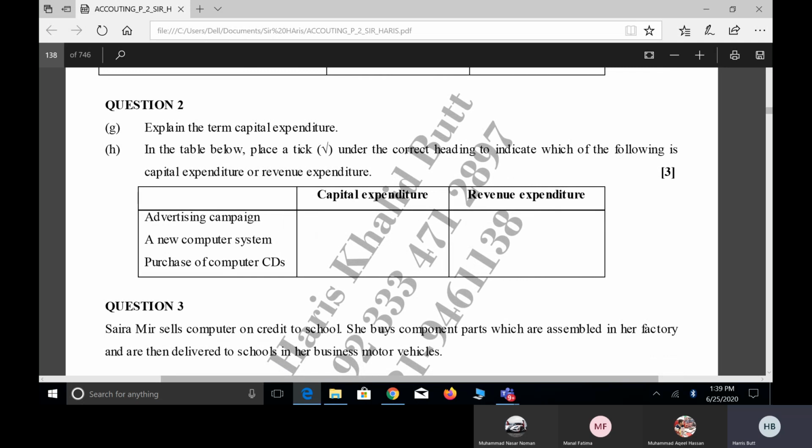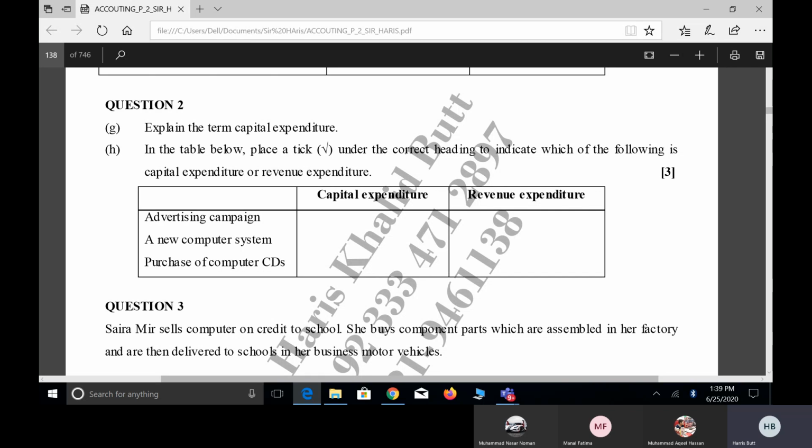Next is again advertising campaign. You have gone for it, is it a capital expenditure or revenue expenditure? It's a revenue expenditure, because advertisement can be done on a regular basis, as we have seen on the TV also. Every person, every organization is basically going for advertisement every year. This is a normal expenditure, so it's a revenue expenditure.